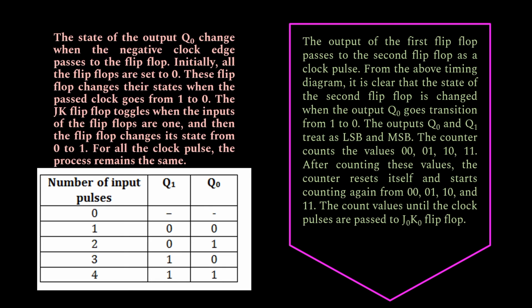The outputs Q0 and Q1 are treated as LSB and MSB. The counter counts the values 00, 01, 10 and 11. After counting these values, the counter resets itself and starts counting again from 00, 01, 10, and 11. The count values continue until the clock pulses are passed to the J0 K0 flip-flop.